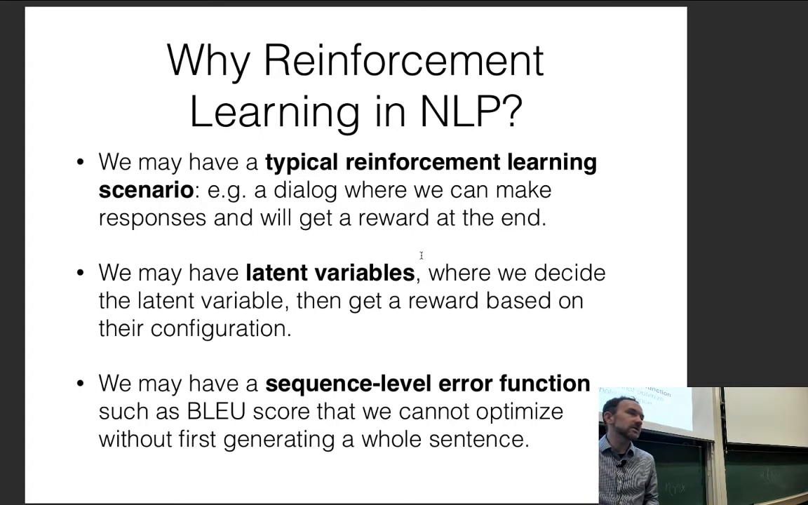These are listed in decreasing necessity to actually use reinforcement learning. So for the first one, we definitely need to use reinforcement learning. It's just a reinforcement learning problem. There's no way around it.